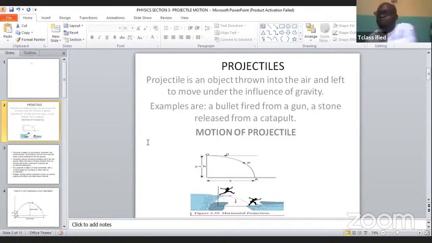Yes, sir. Alrighty. Okay. A projectile is an object thrown into the air and left to move under the influence of gravity. So let's say that this long mark here is you, and you throw a ball like this, and it goes in this format. This ball that goes in this form is known as a projectile.